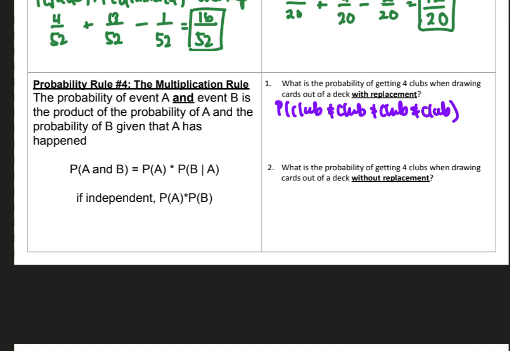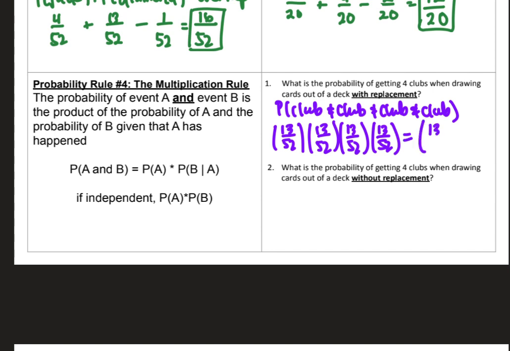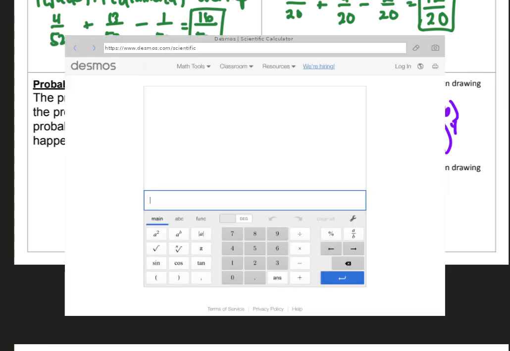The probability of picking a club on the first draw in no way affects the probability of picking a second club. So for the first club, the probability of picking a club is going to be 13 out of 52. The second club is still going to be 13 out of 52. Third club is 13 out of 52, and for the fourth club, it's going to be 13 out of 52. So another way we could write this, since the probability is the same each time, would be 13 out of 52 to the 4th power. So that probability, 13 over 52 to the 4th power, is going to be 0.0039.